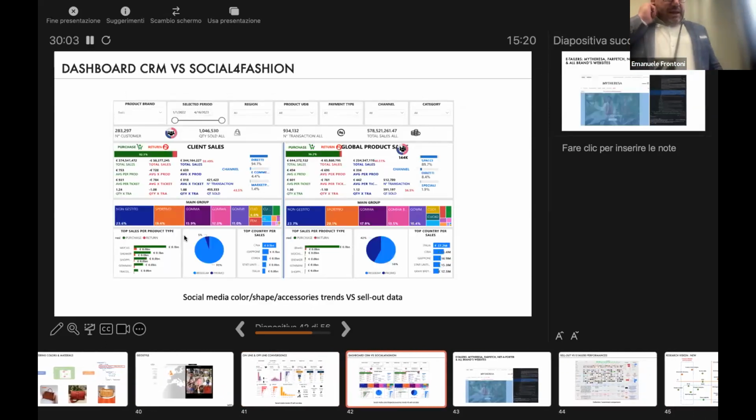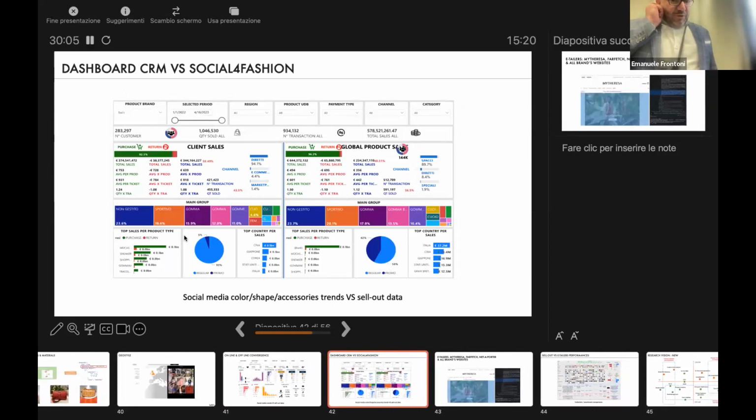And then you have also a different kind of comparison. You can see what is going on about color, shape, and accessories on the social media, and what is going on about this kind of stuff on your sellout data.